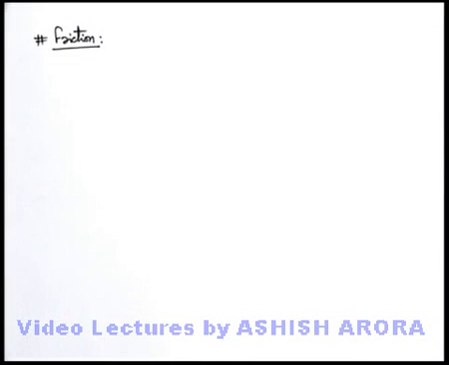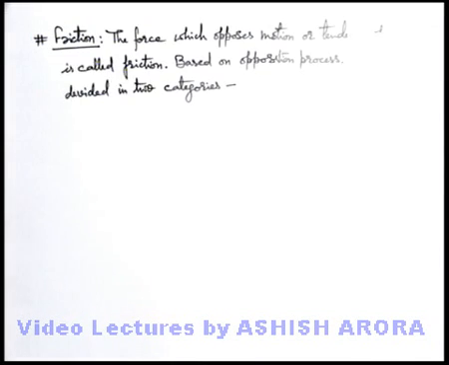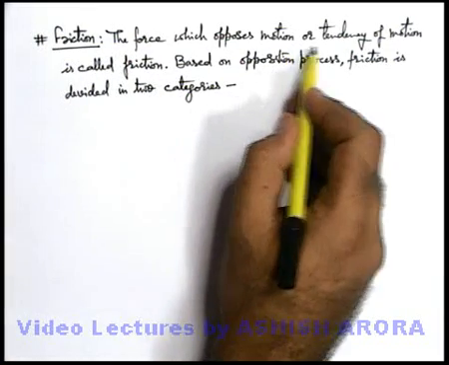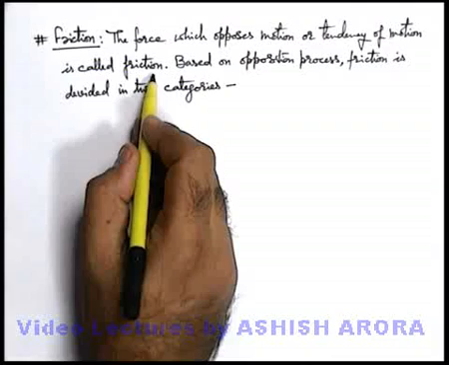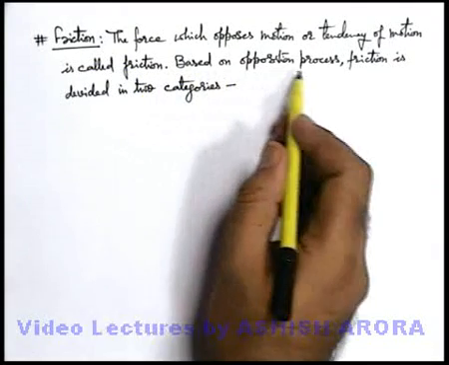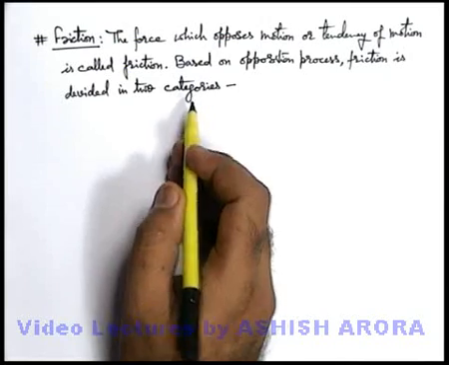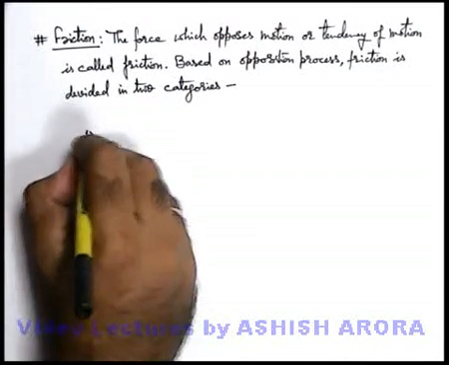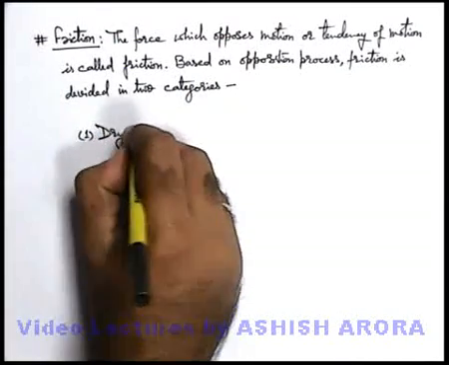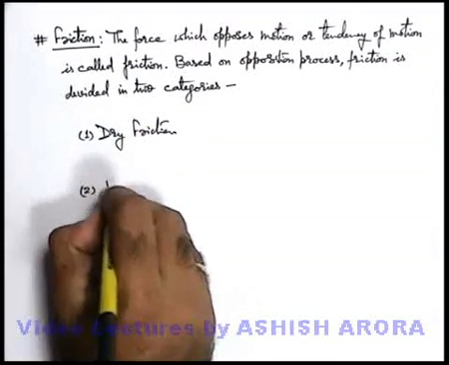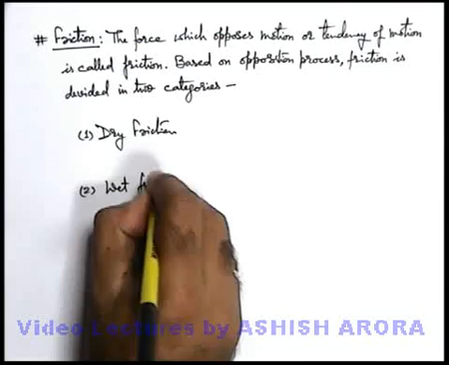Now let's discuss friction. The force which opposes motion or tendency of motion is called friction. Based on the opposition process, friction is divided into two categories. The two categories of friction are dry friction and the second one is wet friction.